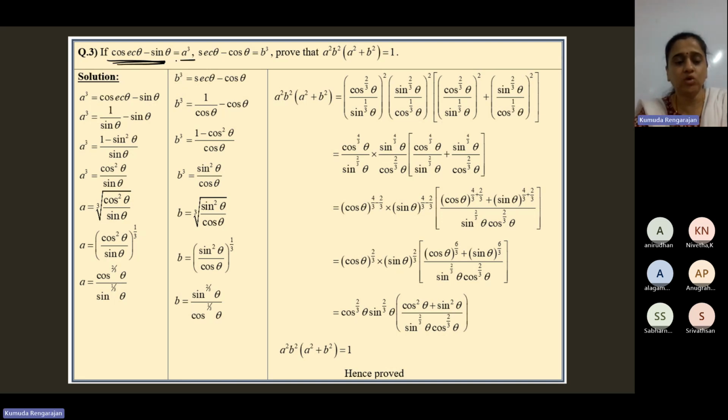And we have a cubed here, so we should find a. We have b cubed here. That is, we are given b cubed, but we'll have to find b. Only then we can substitute for a and b in the LHS.